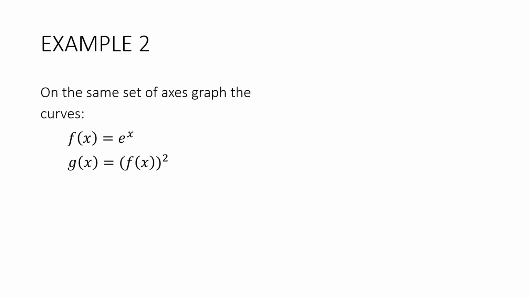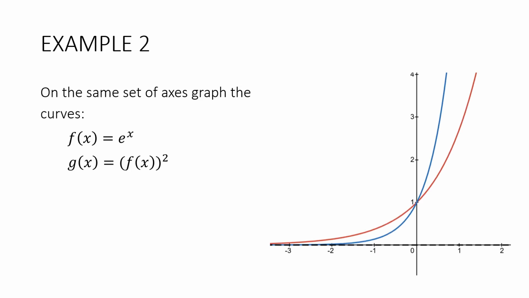Example 2. On the same set of axes, graph the curves f of x is equal to e to the x and g of x is equal to f of x all squared. Again, I've just done this on Desmos, but this example clearly shows what happens when y, or f of x, is in between 0 and 1 and when it's not.